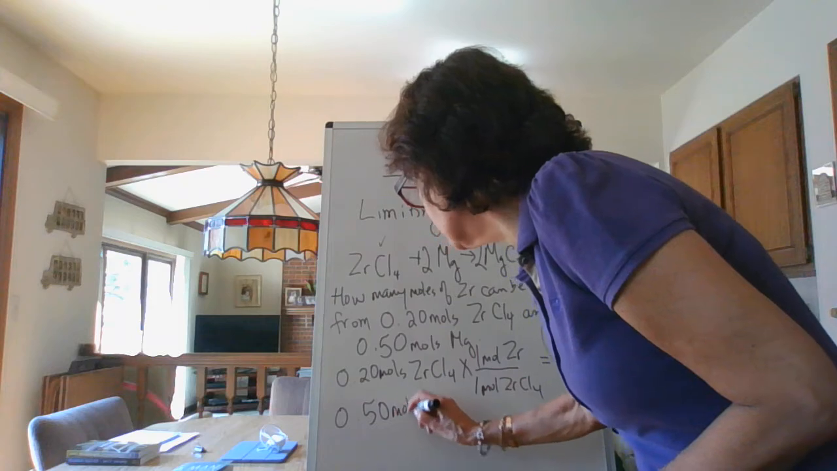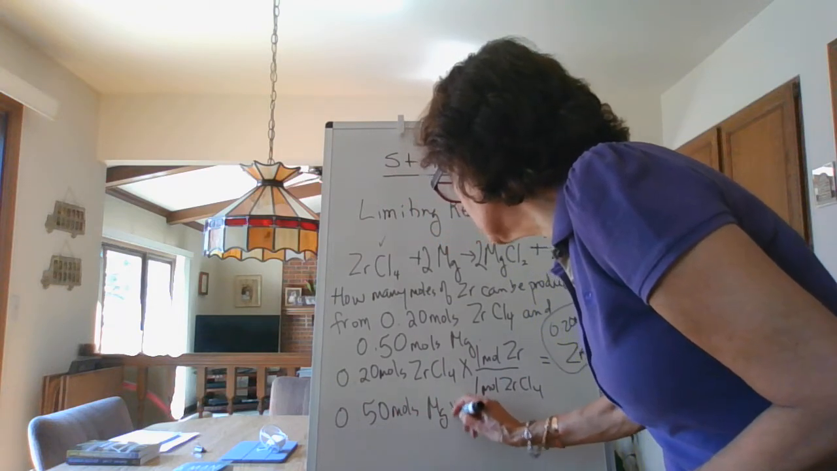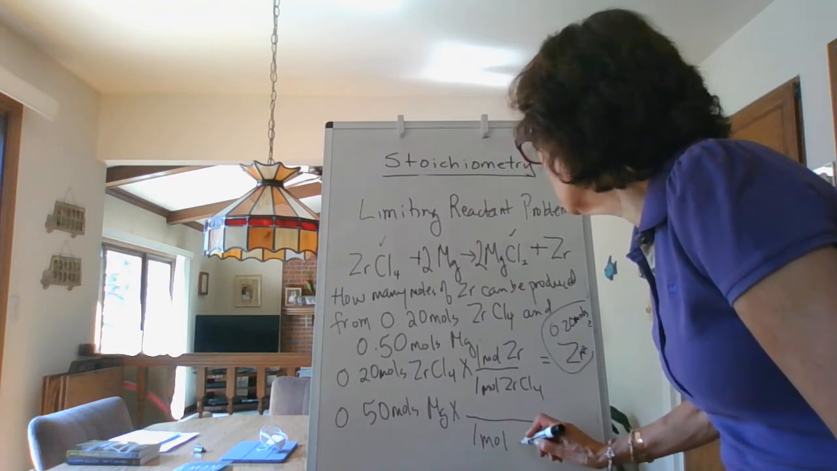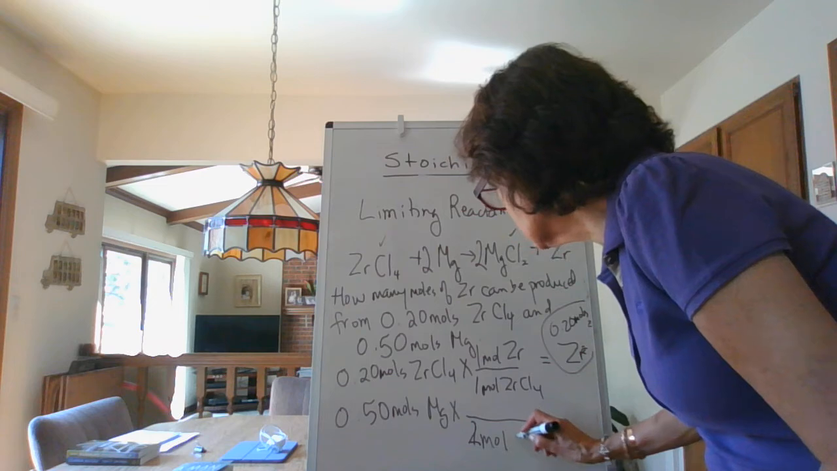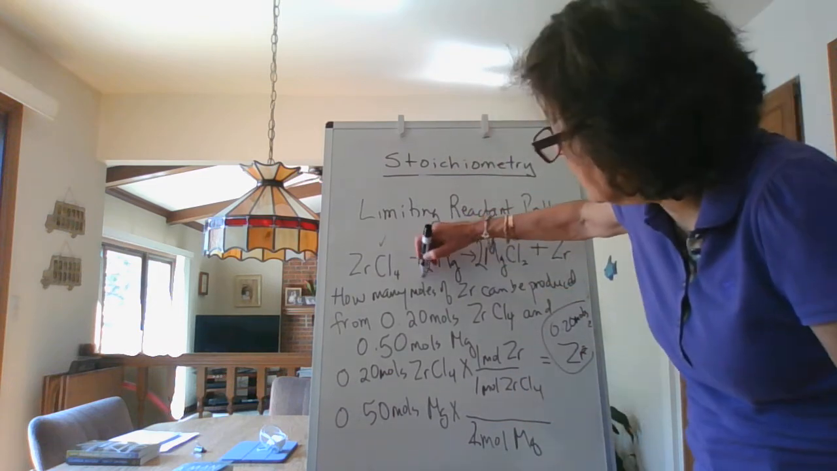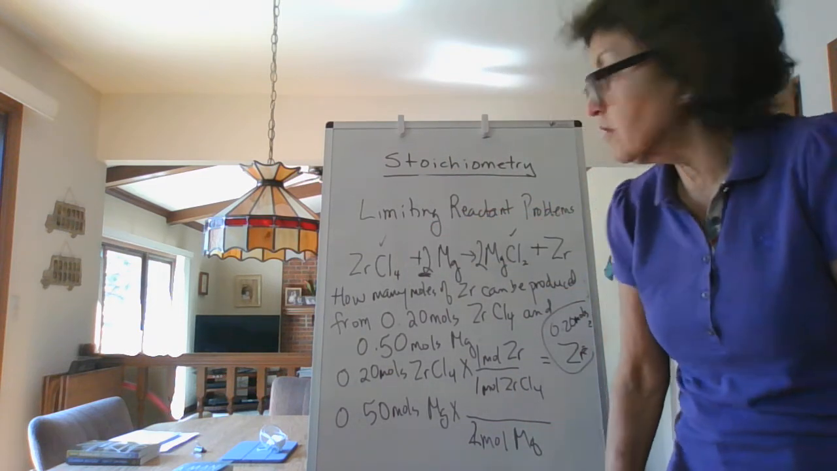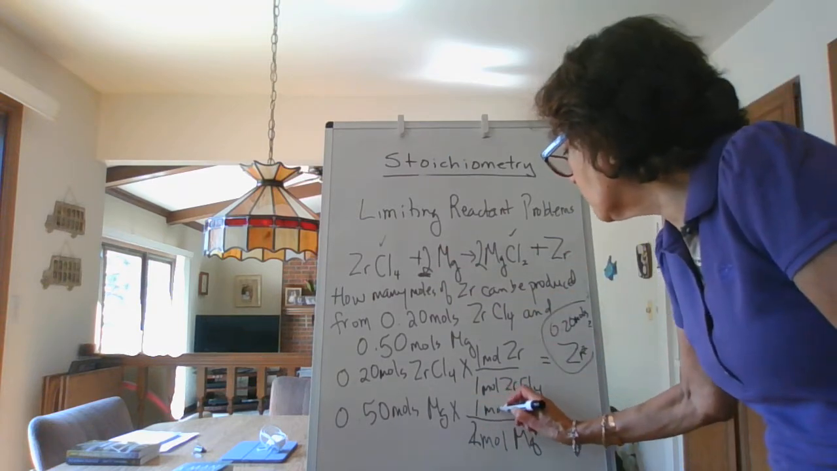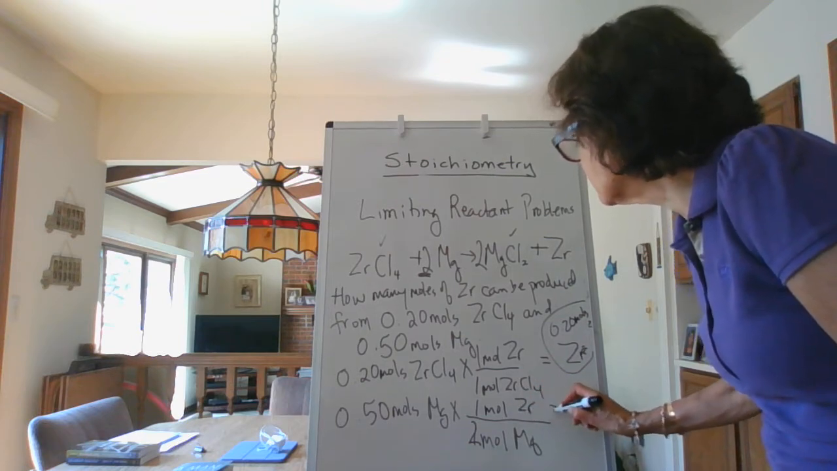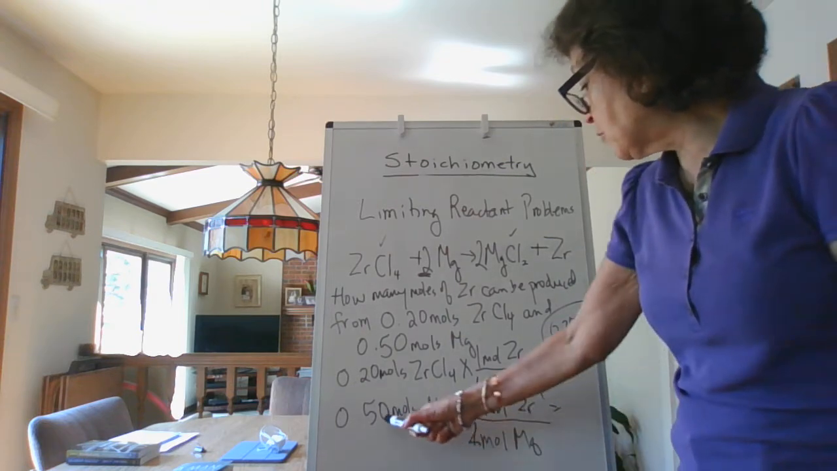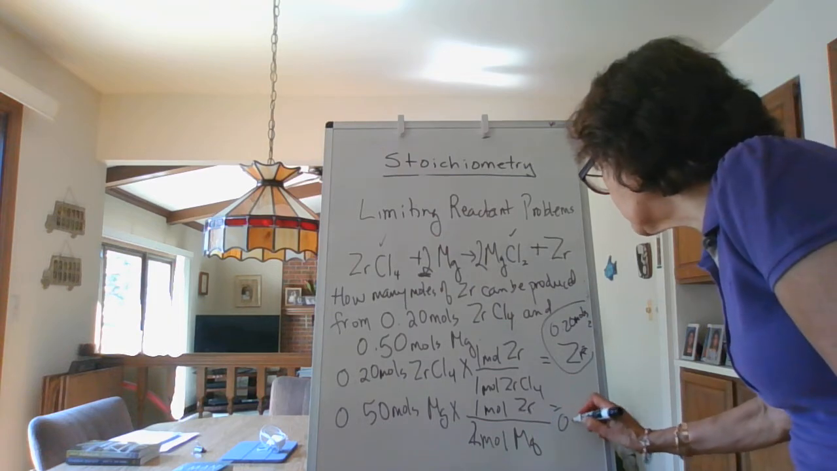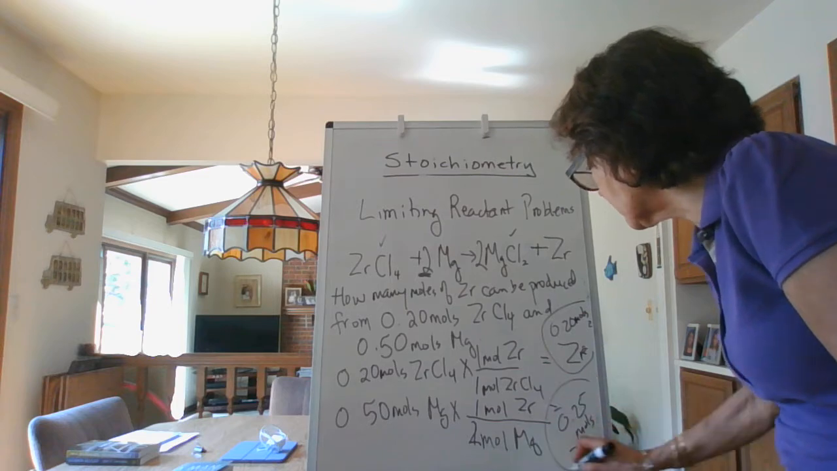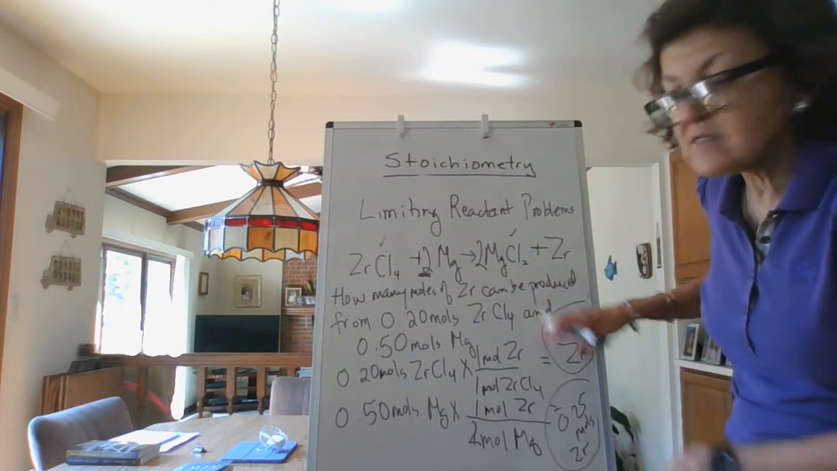0.50 moles of magnesium. We're going to relate it to the zirconium. 2 moles of magnesium. Why did I say 2? Because you have a 2 in your coefficient here. 2 moles of magnesium will produce 1 mole of zirconium. You see that? So we do the math. 0.5 divided by 2 is 0.25 moles of Zr. Okay. Hopefully you can see this mess here. I know it looks messy.